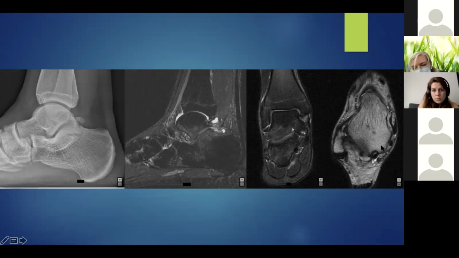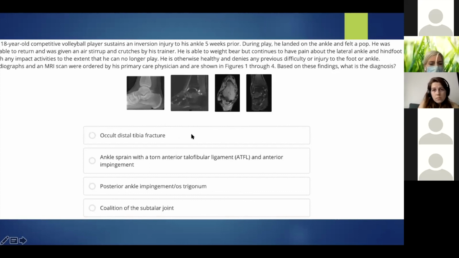I think what they're looking at here is the os. It looks like it's partially connected here, here. Okay. And so I think that this is what they're trying to lead you to. Do you think that there's an occult distal tibia fracture? I do not think that's what it is. Ankle sprain, posterior ankle impingement. I think what it's getting at there is probably the coalition of the subtalar joint.